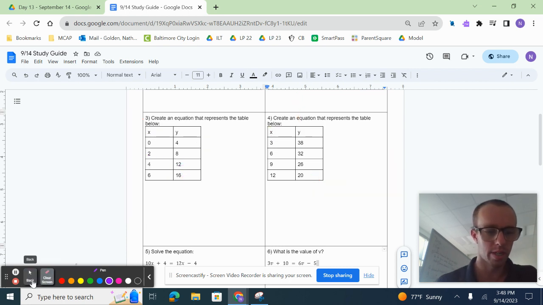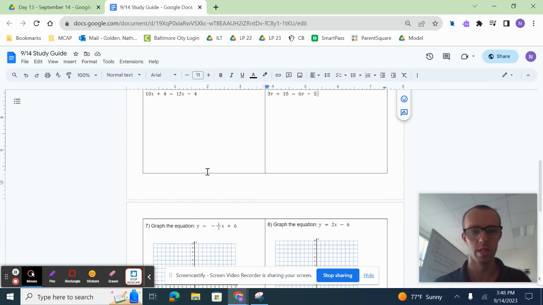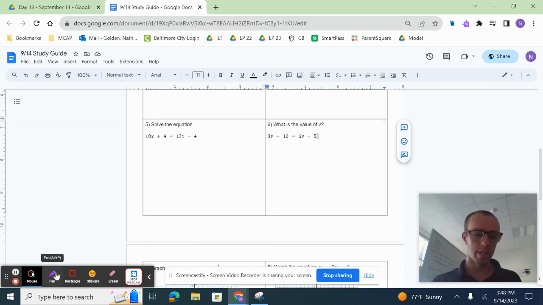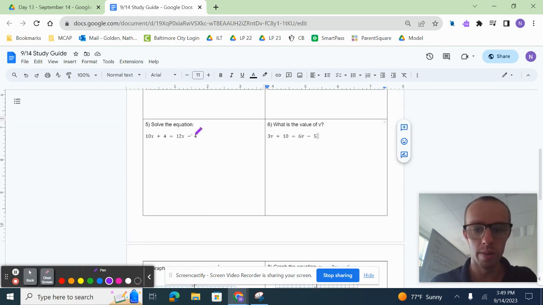Okay, clear this out. Quickly, we're going to solve some equations. I have variables on both sides of this equation, which means I need to eliminate one of the variables. I cannot have a 10x and a 12x. So I'm going to get rid of this 10x. I'm going to subtract 10x from each side.